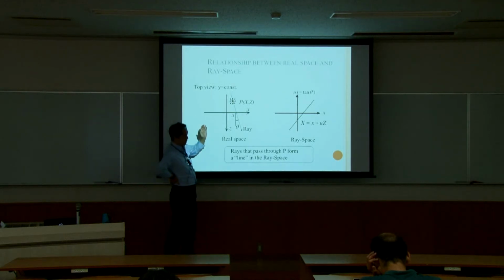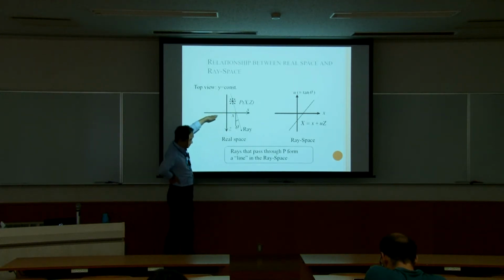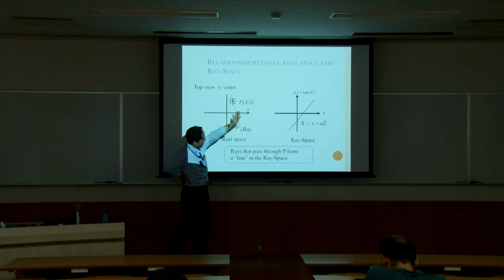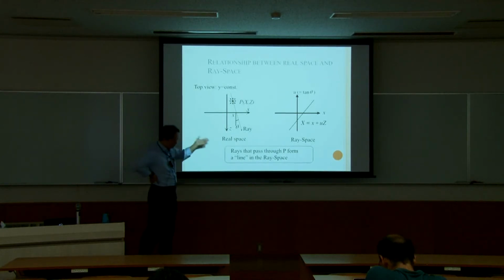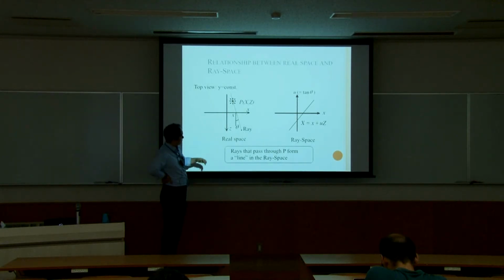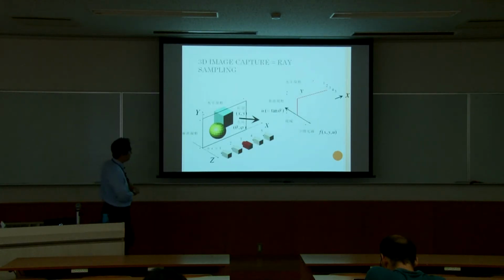So consider a bunch of light rays which traverses here, which goes through this point P, xz. These many light rays are mapped to a line of ray space. Okay, this is a very basic and important characteristic between real space and ray space. Please remember this. So, what is the benefit of this presentation?